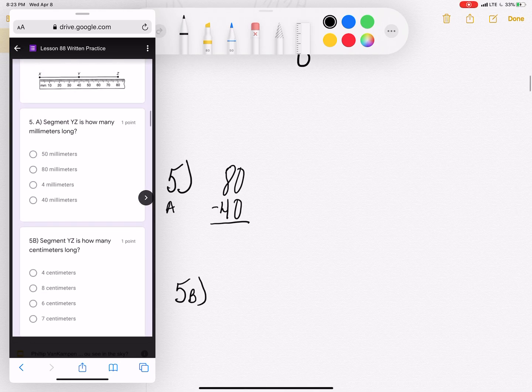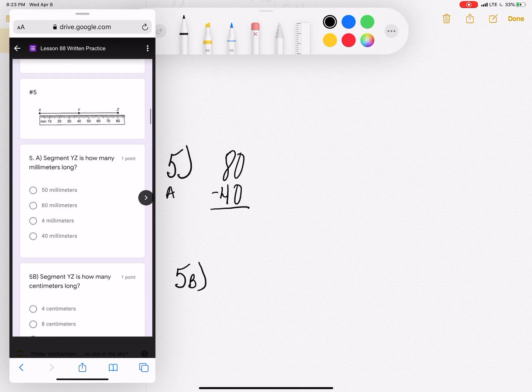5A. Segment YZ is how many millimeters long? So it ranges from 40 millimeters to 80 millimeters. Segment YZ does. So you could either take the total 80 millimeters minus 40, where Y is located, or you can just say to yourself, how many is it between 40 and 80? You could probably figure that out mentally, but it is 40 millimeters.